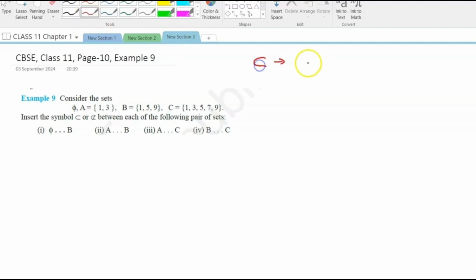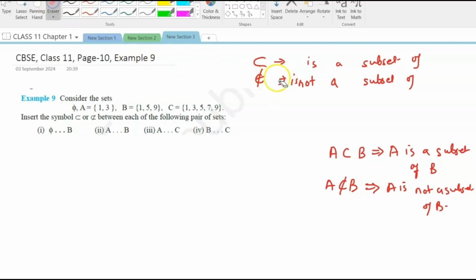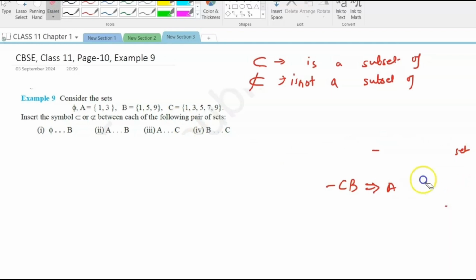If it is written A subset of B, we read it as A is a subset of B. And if it is written like this, we read it as A is not a subset of B. So we simply need to fill in the blanks, and basically we need to tell the relation between the pair of sets that is given.